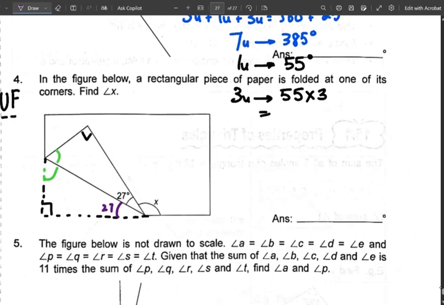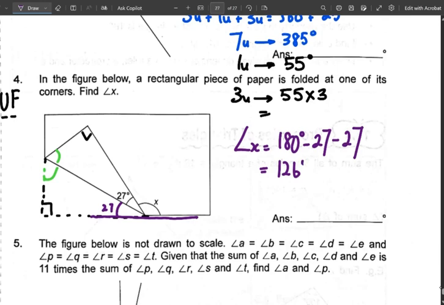Understand. So basically, how do I find angle X? 90 minus 27. Okay, but because they are seated on the straight line, 180 degrees minus 27 degrees minus 27 degrees, and that's about it. Do you understand or don't understand? Okay, so that's the reason why your answer for this question has to be 126 degrees. This is what we call angles on a straight line. Agree or disagree?